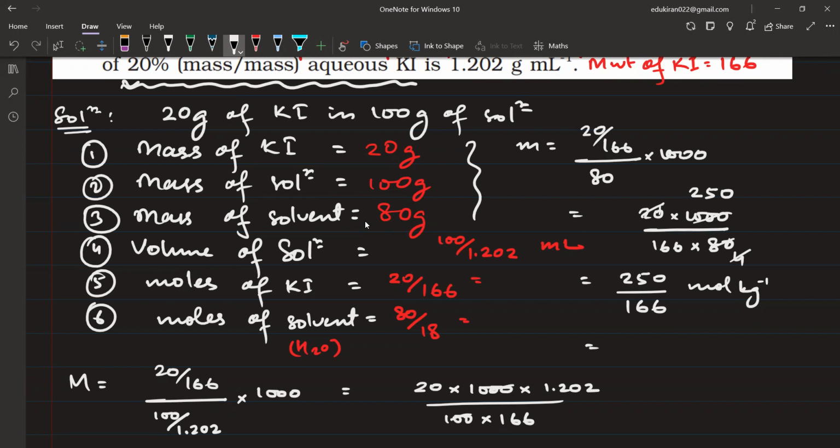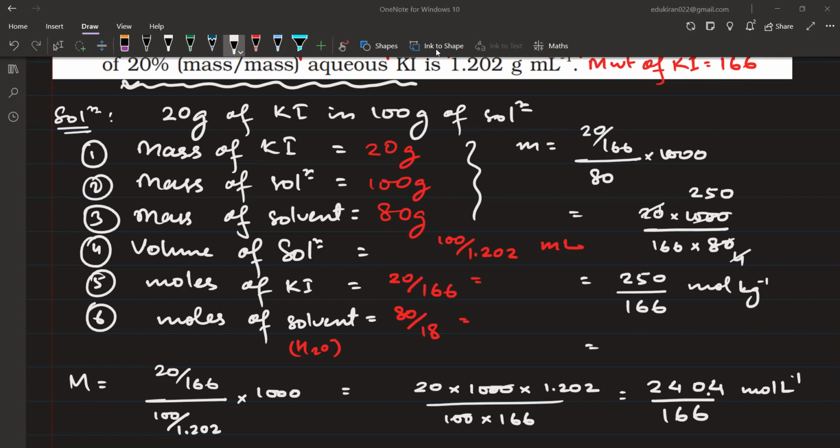Two zeros cancel like this. And what else? This is 2.404, so this will be 24.04 divided by 166. I think it's right. It is right. I think this will be 240.4. That is moles per liter. Convert this.